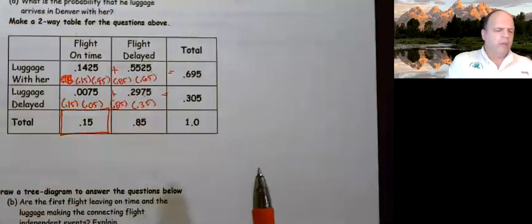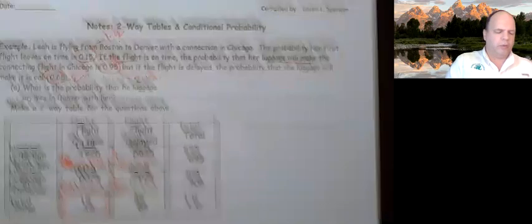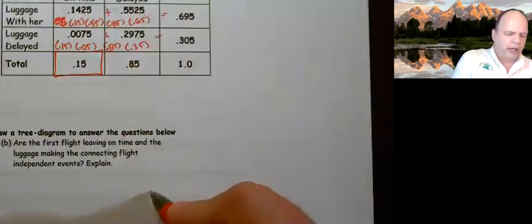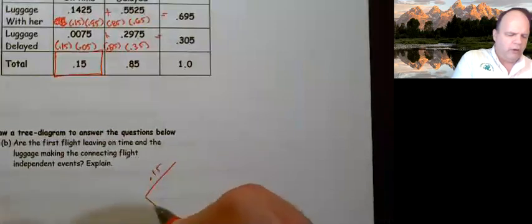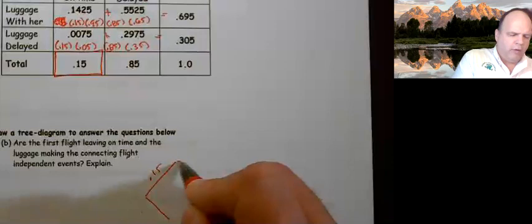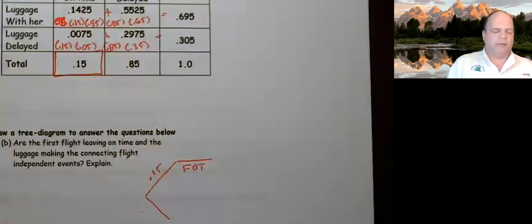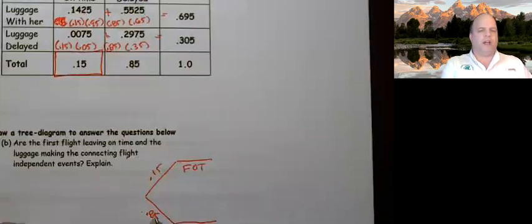So we identified the singular variable, or the singular number that's associated with one variable, which is 0.15. So that's where we actually start with the tree diagram. There's a 0.15 chance, and that 0.15 is for flight being on time. I'm just going to abbreviate that flight on time. Then we have a 0.85 of what? Well, the 0.85 is associated with the flight being delayed. So there's an 85% chance that the flight is delayed and a 15% chance that the flight is on time.